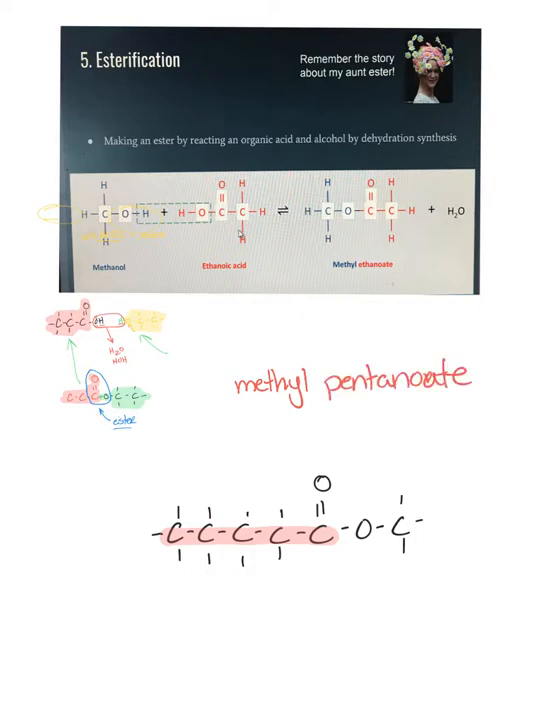Now, once we have the name, there's a couple things they can do here. They could give you an ester and ask you what acid or what alcohol was used to make this ester. Oh, sorry, the name went away, but you'll remember it's methyl pentanoate. So what we're going to do is split the ester right between the O's.